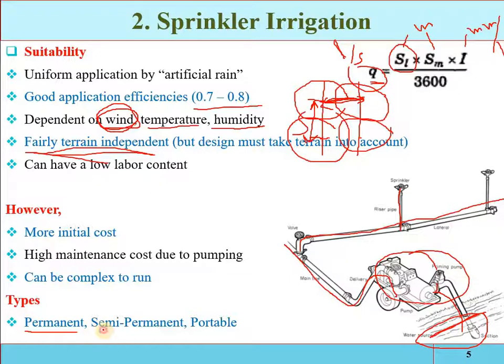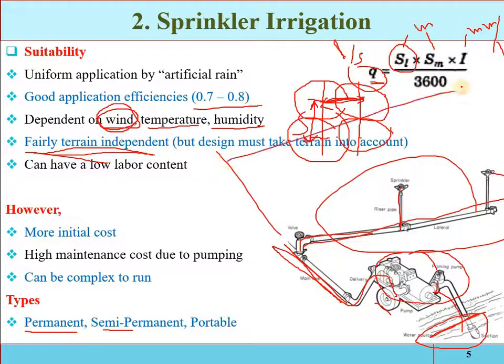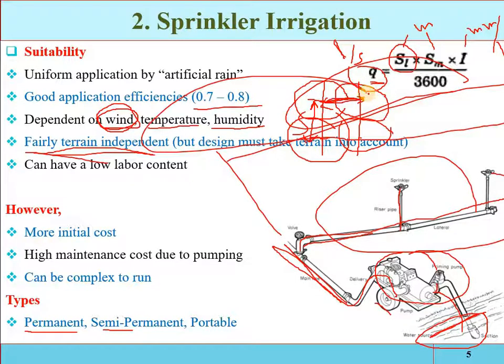In the semi-permanent system, the pumping station and the main pipeline are fixed and the laterals are movable. For example, if this area is irrigated, then shift this lateral into another portion of the area and irrigate that portion of the field. Then it is called the semi-permanent sprinkler irrigation system. Remember, in permanent, the pumping station, the supply lines, and the sprinklers are all fixed and buried underground. In semi-permanent, the pumping station and the main supply line are fixed, and the laterals and sprinklers are portable.